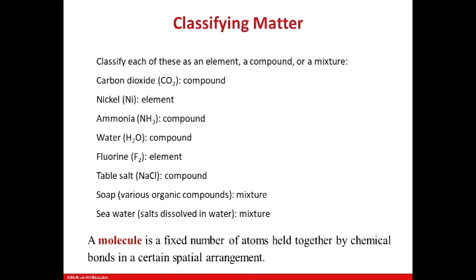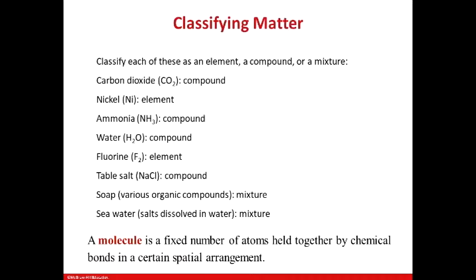Seawater is salt dissolved in water. It's a mixture. Excuse me. And seawater, for the most part, where you swim on the beach, is a homogeneous mixture. It tends to be homogeneous when you're swimming. Okay? All right, so there you have it. These are examples of classifications of matter.